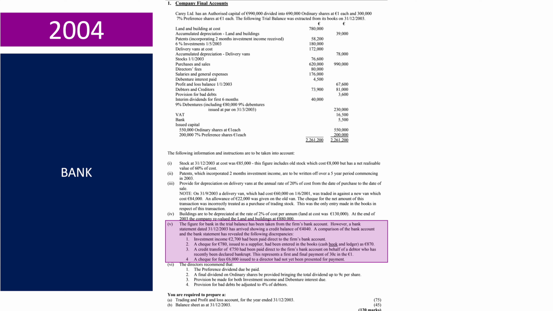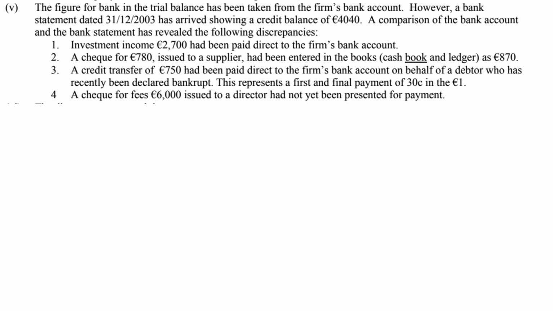In 2004, Kerry Limited, it is adjustment number 5. The figure for bank in the trial balance has been taken from the firm's bank account. However, a bank statement dated the 31st of the 12th, 2003 has arrived showing a credit balance of 4,040. Now, a credit balance means a positive figure. The bank works the opposite way around to how we work. Our debit balance in the bank means a positive figure, but the bank works the opposite way around. So a credit balance means that we actually have 4,040 in the bank account.